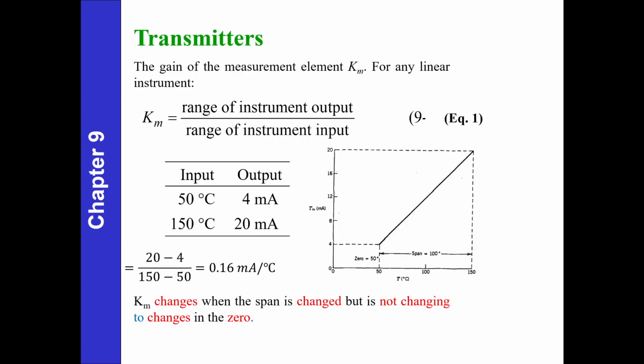Okay, this is a transmitter. Again, a transmitter. You will learn that this K is a gain, M is a measurement. So Km is a measurement gain. Last time you did learn about Kc, which is a proportional gain.